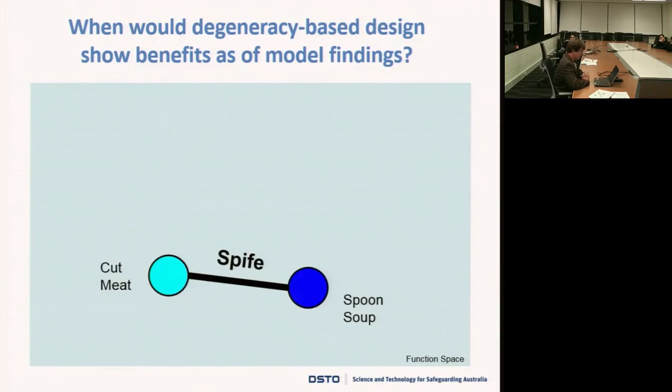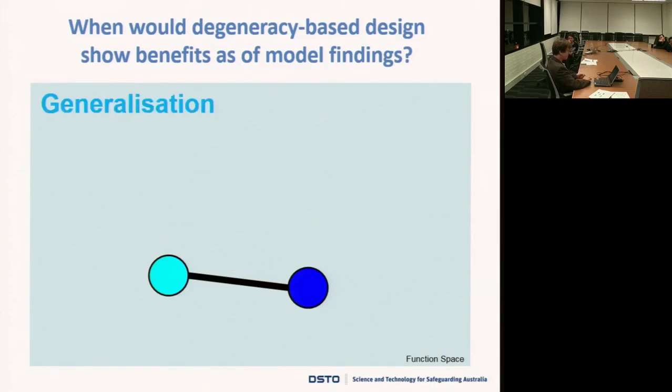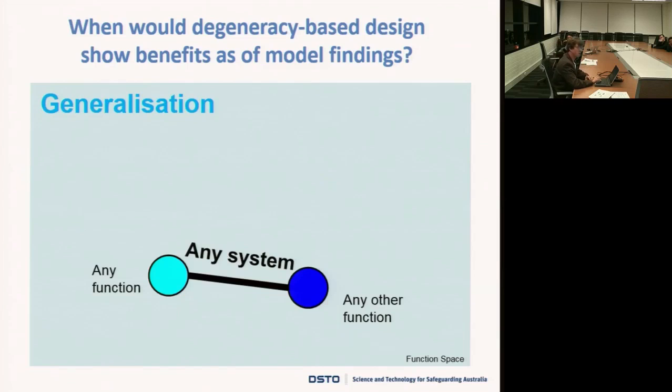I've talked far too long, obviously, and I want to talk about the application side of it, so I'm going to go a bit faster. The point I want to make is, what can we learn from that beyond just vehicles? I've already shown in an earlier example that the very same representation that we used in the model can be used in other tools, but pretty much these agents can be any functions, in any system, as long as they have particular characteristics. And you can ask, when would degeneracy-based design show benefits, given the model that I've presented?